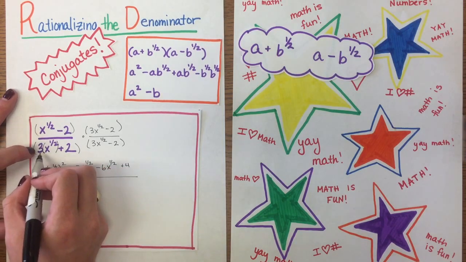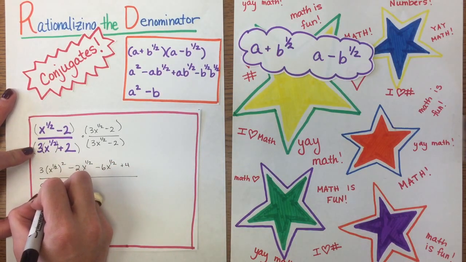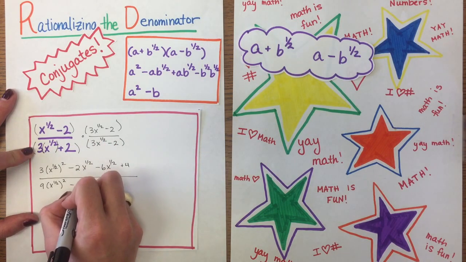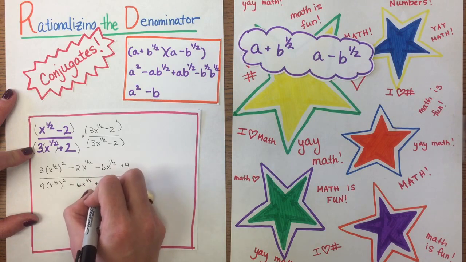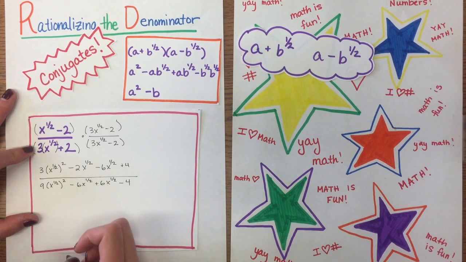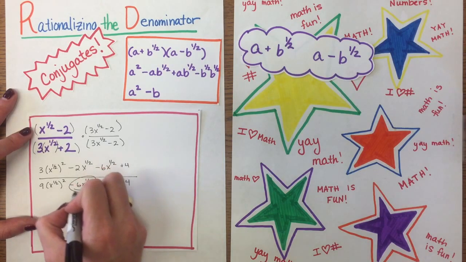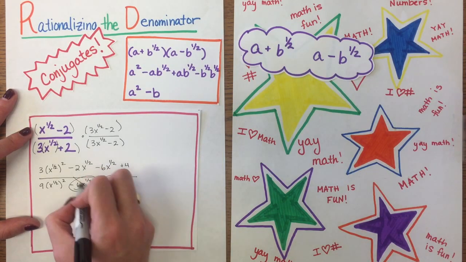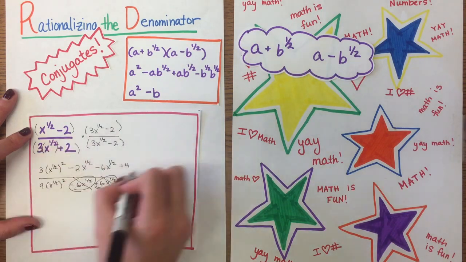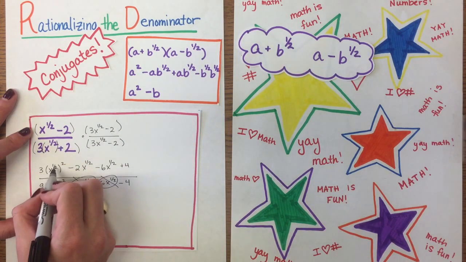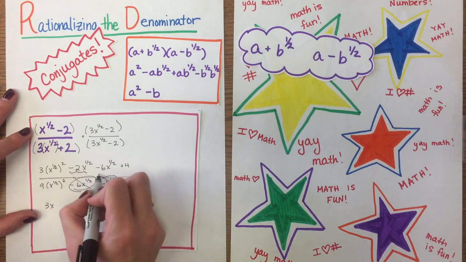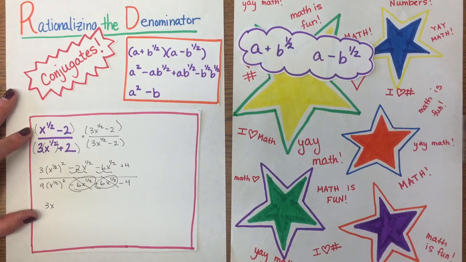In the denominator, if I FOIL, I get 9x to the 1/2 squared minus 6x to the 1/2 plus 6x to the 1/2 minus 4. If we look in the denominator, minus 6x to the 1/2 plus 6x to the 1/2, those are going to cancel out. So let's look at my numerator again. So x to the 1/2 squared is going to be x.